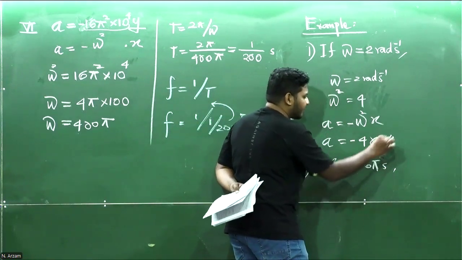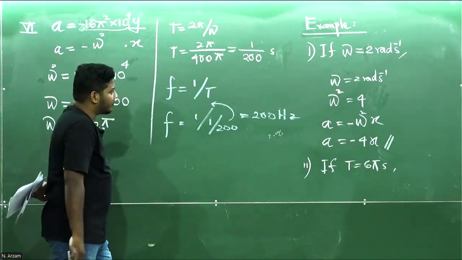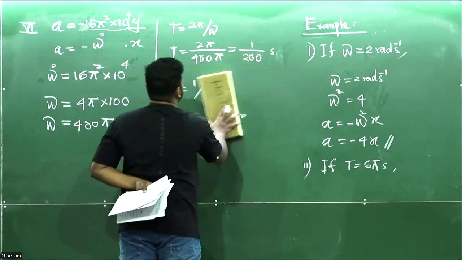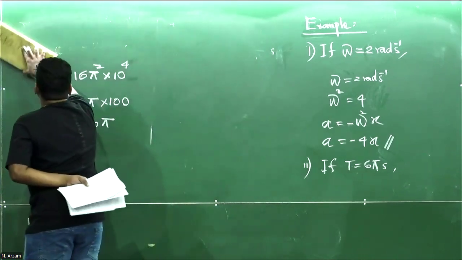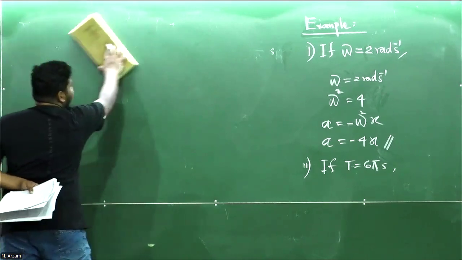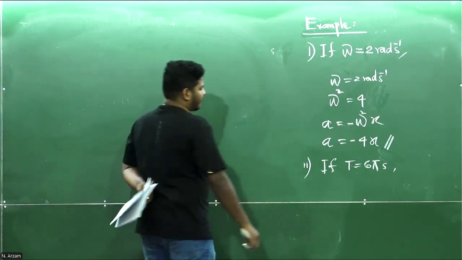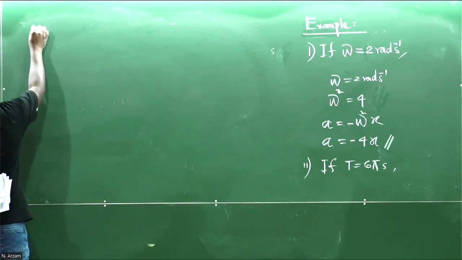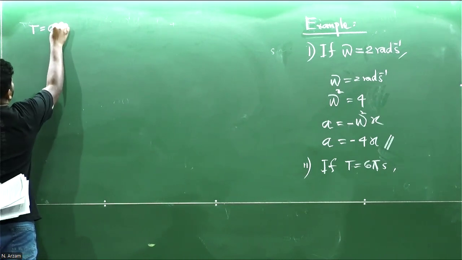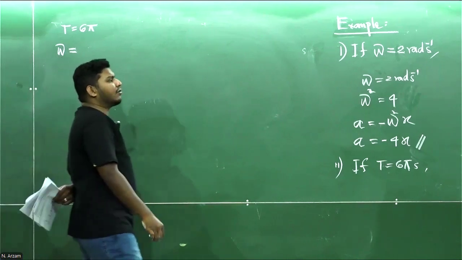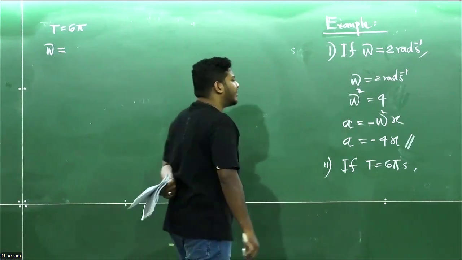Tell me the answer, guys. You should be quick. If T is equal to 6π seconds, find the omega and derive the equation for the simple harmonic motion. Once you find the omega, you can write down the equation. Simple. T is equal to 2π over omega, so omega is equal to 2π over T.